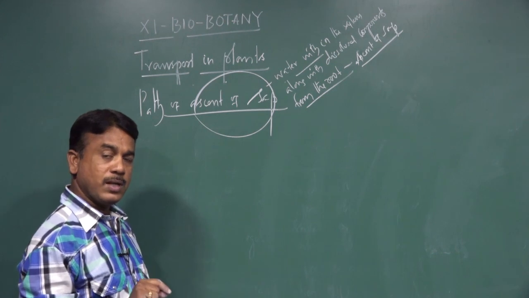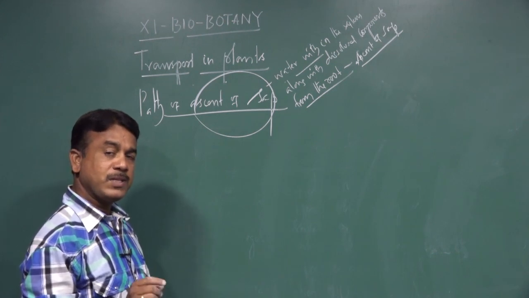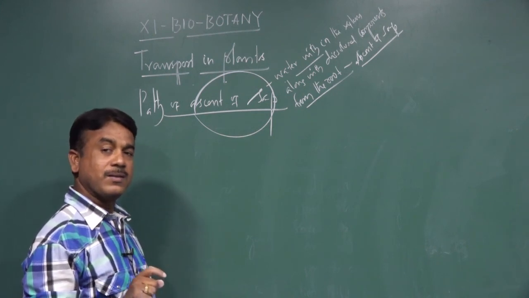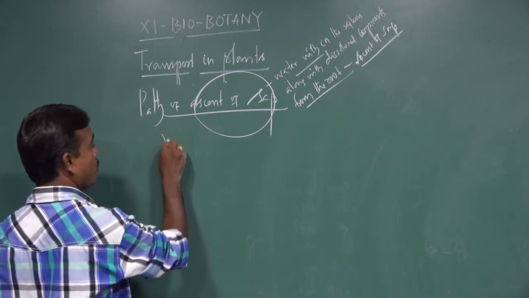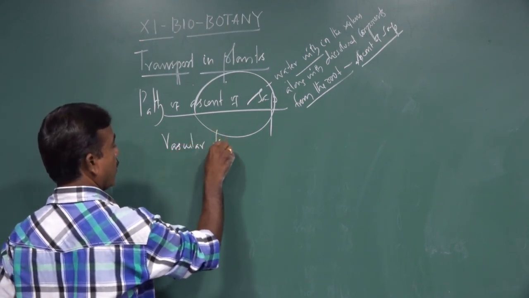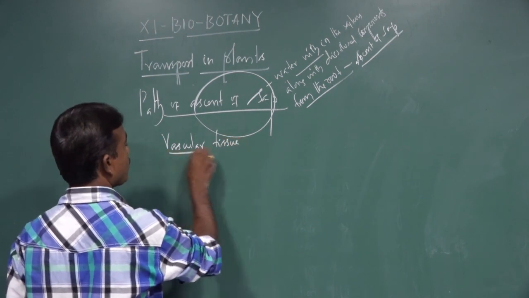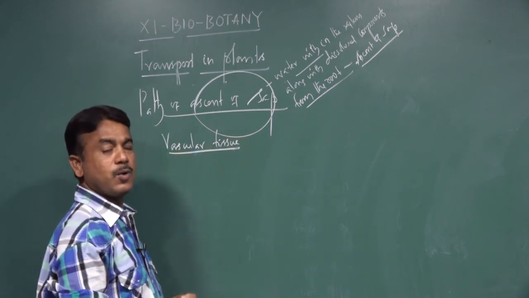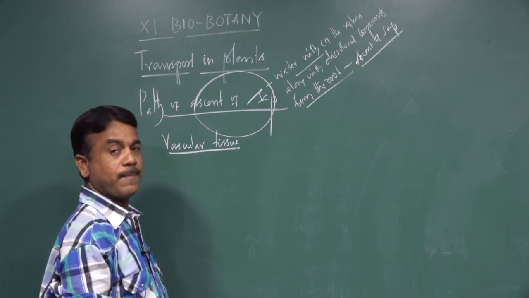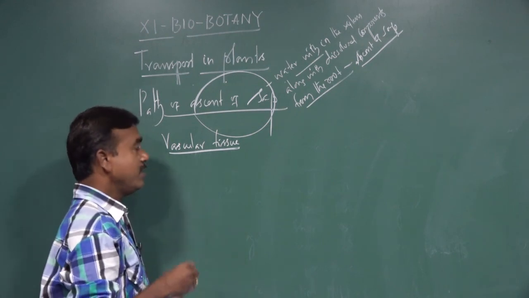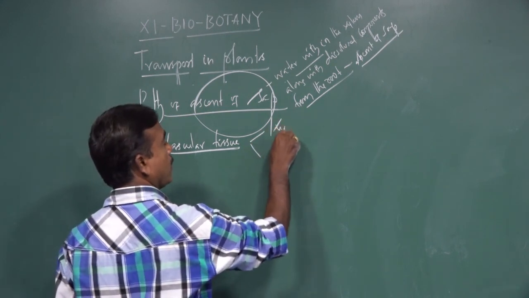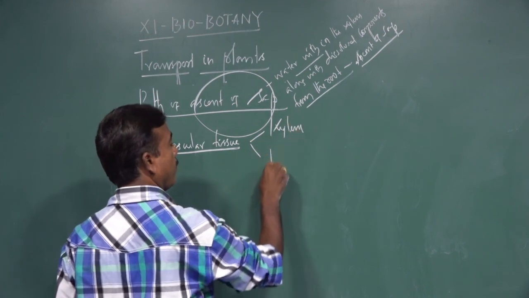From the root, the water along with the mineral salts moves upward, and there must be a component that carries it. That is nothing but vascular tissue. So vascular tissue carries out this process, that is, the upward movement of water. In general, vascular tissue is of two types: xylem and phloem.